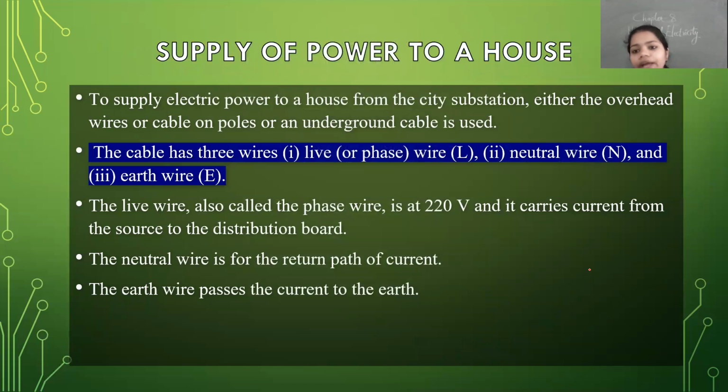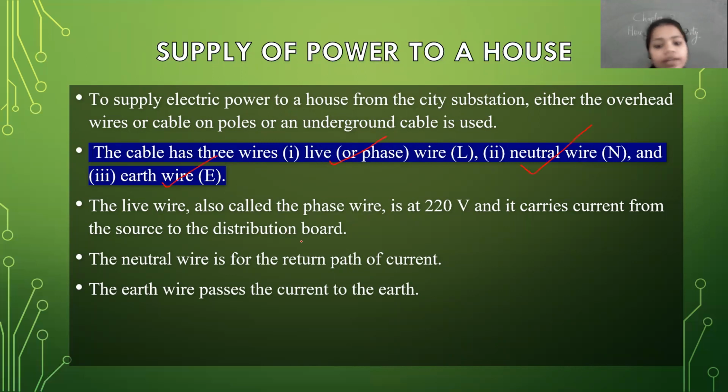Okay. Next, we have supply of power to a house. The electric supply to our house is from the city substation. It can be either through overhead cables or through underground cables. The cable basically has three wires. Number one is the live wire. Number two is the neutral wire, and number three is the earth wire.